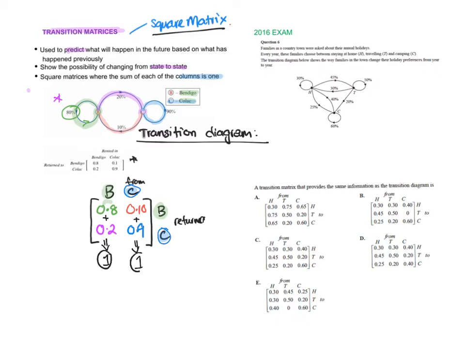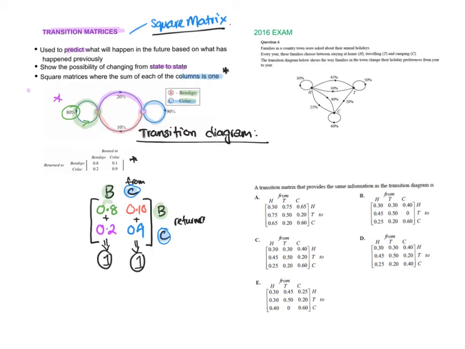Equals 1. So that's a fact that always has to be. So in a transition matrix, you always have to have the columns equaling 1. It's not a transition matrix if it doesn't. So that's a thing. So over here in this exam question, we can practice again.